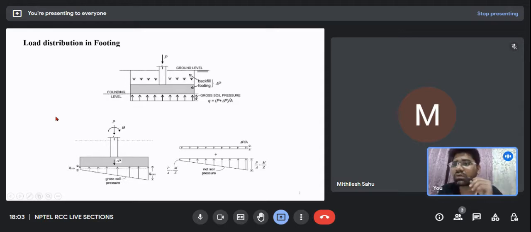To begin with, let's talk about the load distribution in footing. What do footings generally do? The structure has various components such as beams, slabs, columns, and footings. If I draw a schematic, roughly it would be like this. If these are the beams, then the slabs transfer their loads onto the beams. The slab will transfer the load to the beams, the beams will transfer it to the columns, and the columns will transfer it to the footings. In this manner, the load transfer takes place.